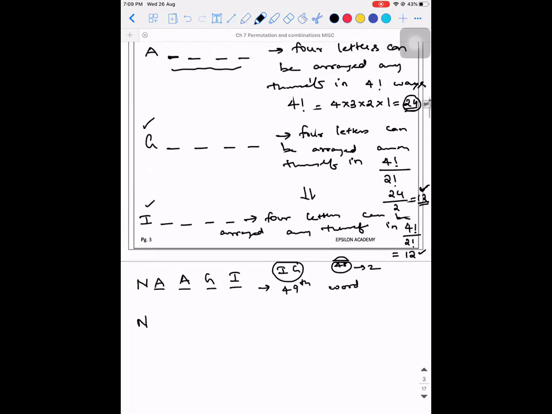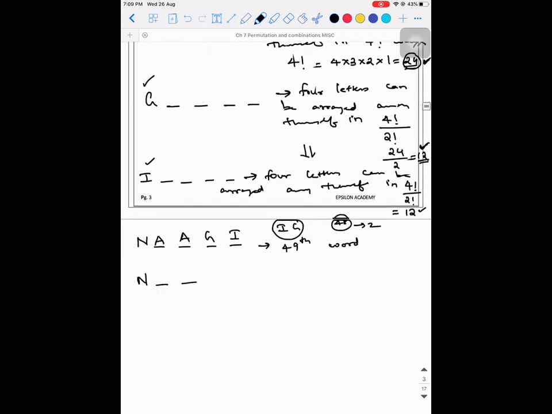So N, A and A are fixed. Here, what will you do? IG. So you got the 50th word. NAAIG is the 50th word. They told with or without meaning. We need not worry about it. Is it clear? So NAAIG is the 50th word.